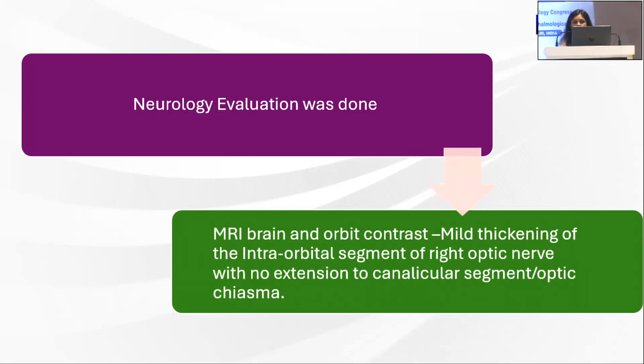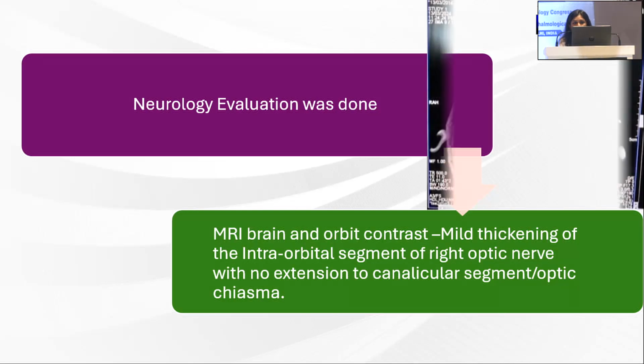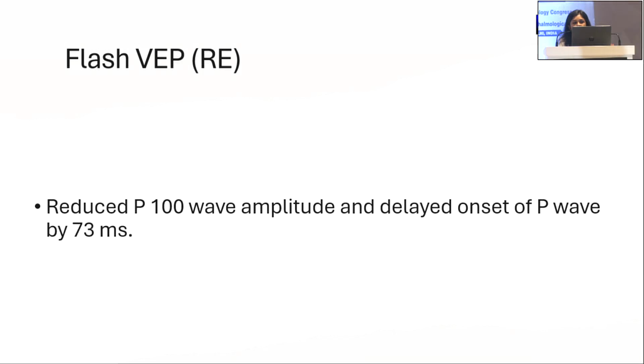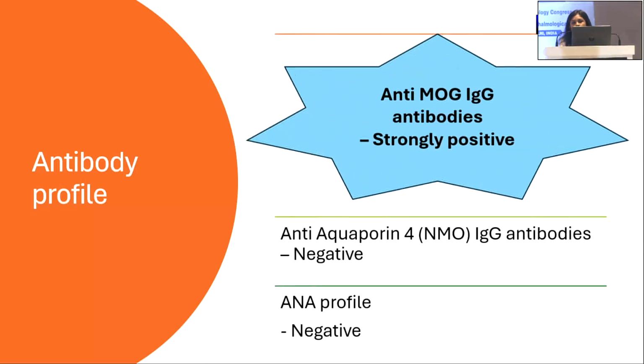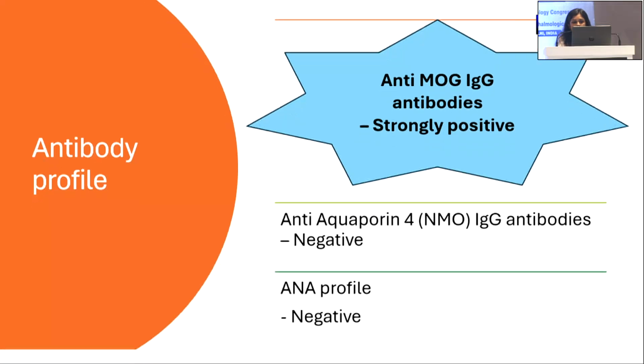Neurology evaluation was done, and MRI brain and orbit with contrast was taken, showing mild thickening of the intraorbital segment of the right optic nerve. Flash VEP showed reduced P100 wave amplitude and delayed onset of the P wave. Antibody profile showed anti-MOG IgG antibodies strongly positive, anti-aquaporin 4 IgG antibodies negative, and ANA profile also negative.